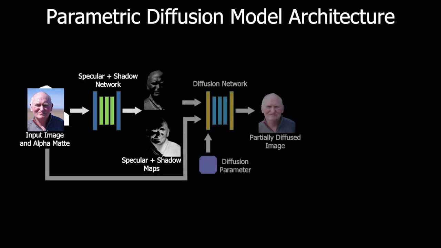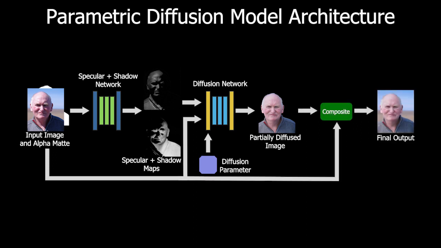We concatenate these maps with the input images, along with the parameter indicating the desired amount of light diffusion, and feed everything to our second stage model. The output of this stage is the foreground with partially diffused lighting. Lastly, we use the original alpha matte and the estimated foreground to compose it back into the original background.